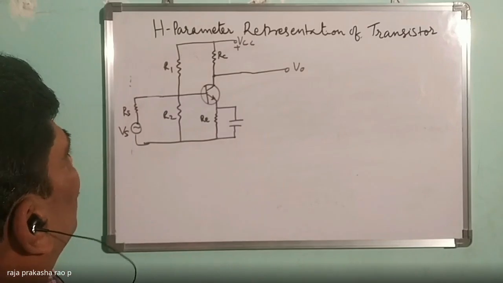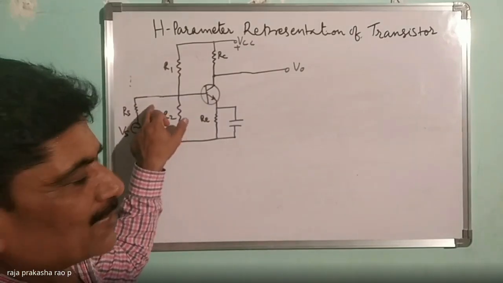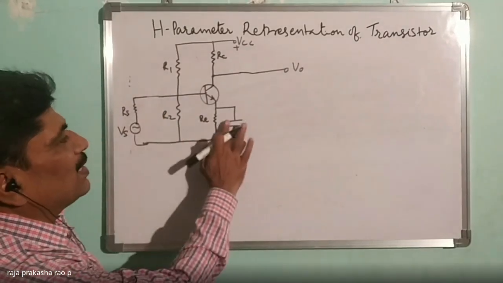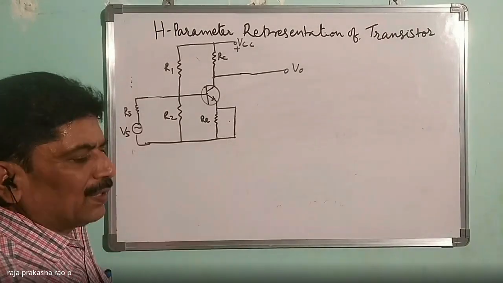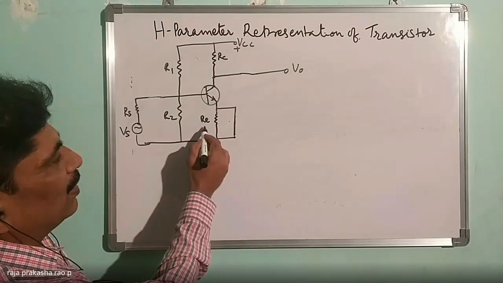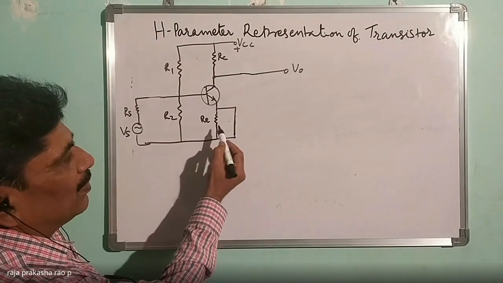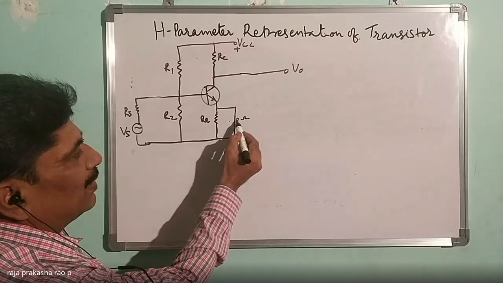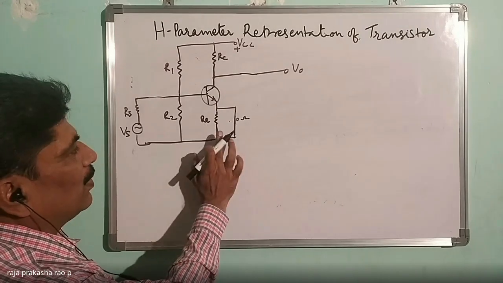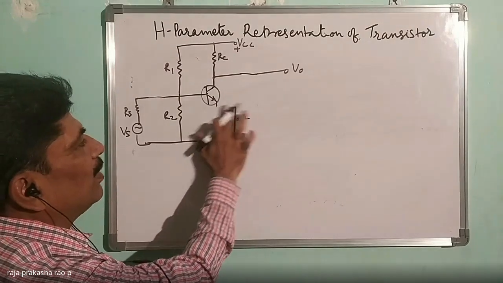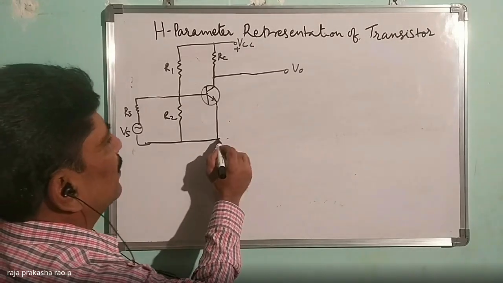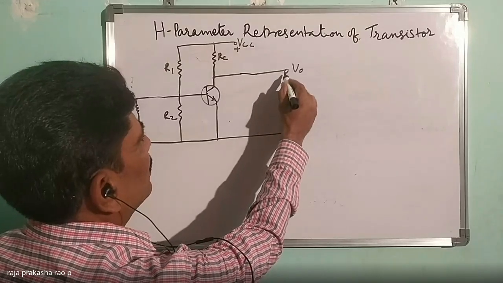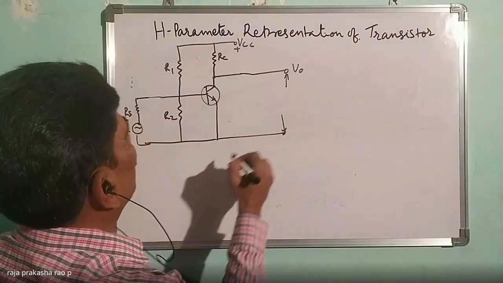Yes, sir. Okay. All the capacitors are shorted, and if we short this capacitor also, what will happen? This RE will be isolated, is it not? This is of 0 ohms, let us say. So 0 into RE by RE plus 0 is 0. I'm removing this RE. So finally the circuit will be like this. V0 is the output from the ground.